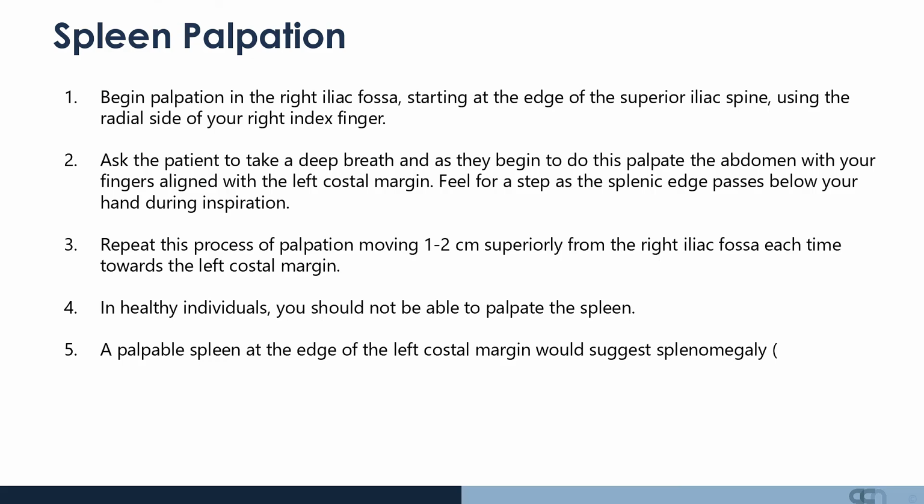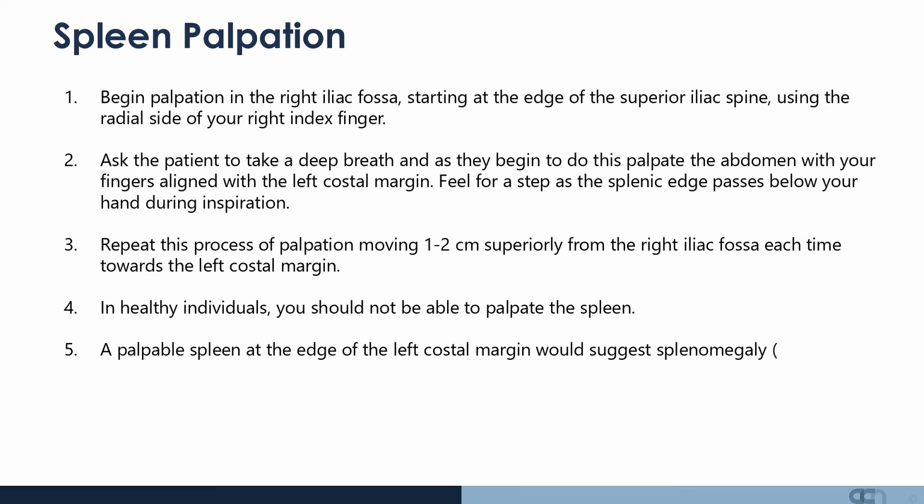The spleen palpation also begins in the right iliac fossa but moves in a superior direction towards the spleen. And in healthy individuals, the spleen is impalpable, but if you're able to palpate the spleen edge, then this could suggest splenomegaly.